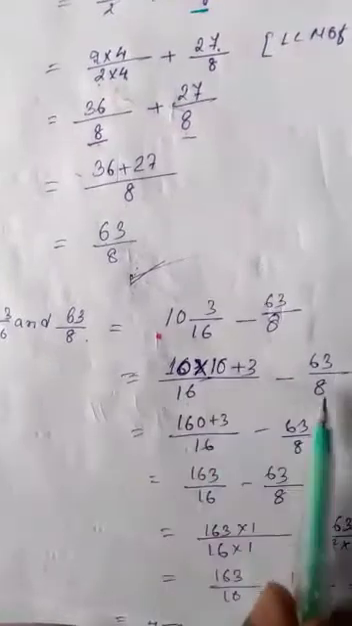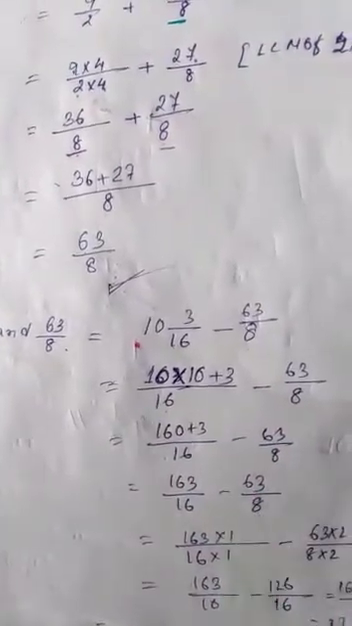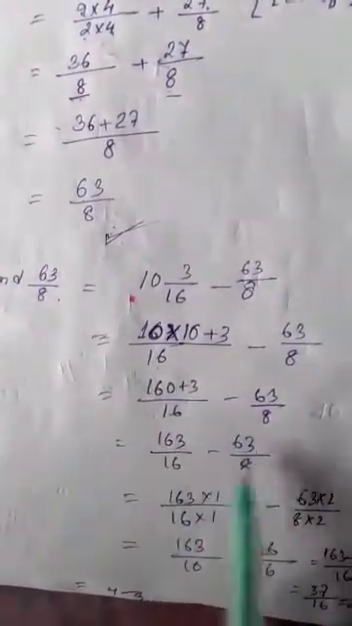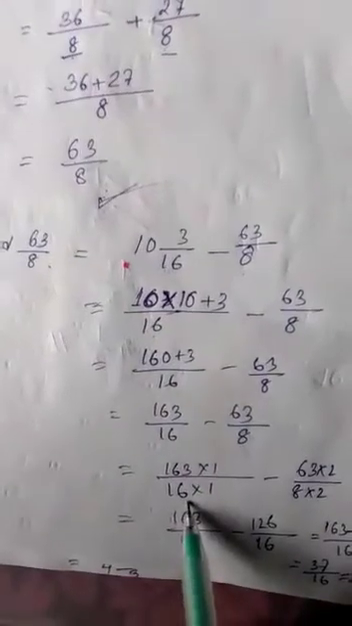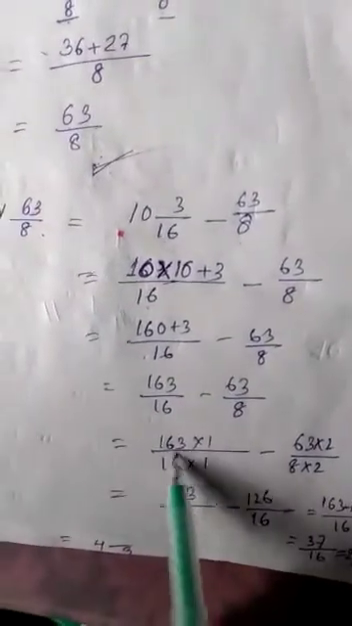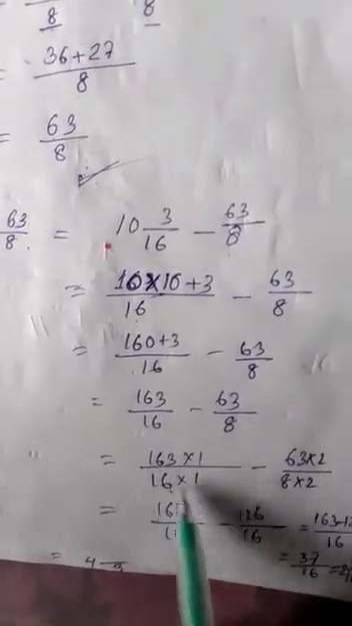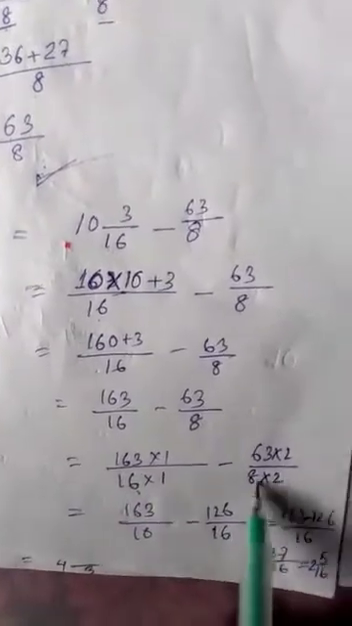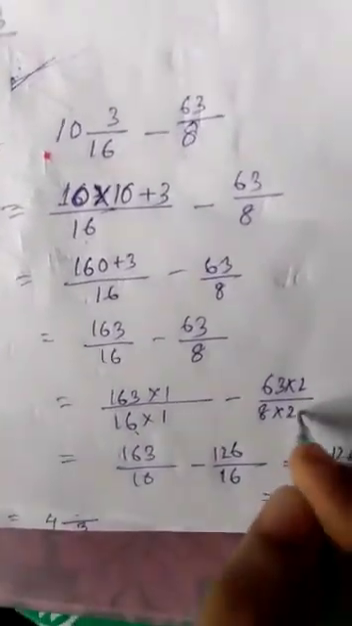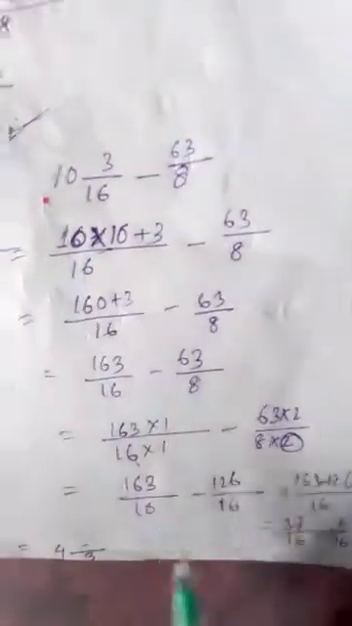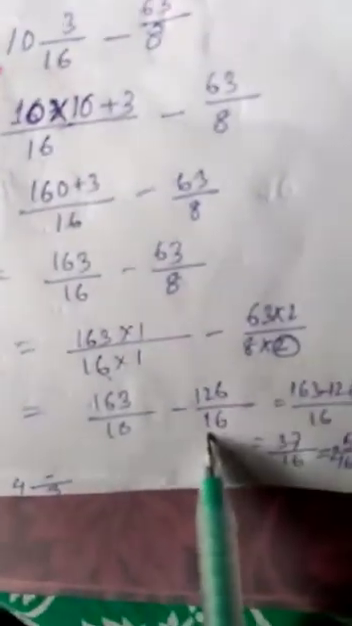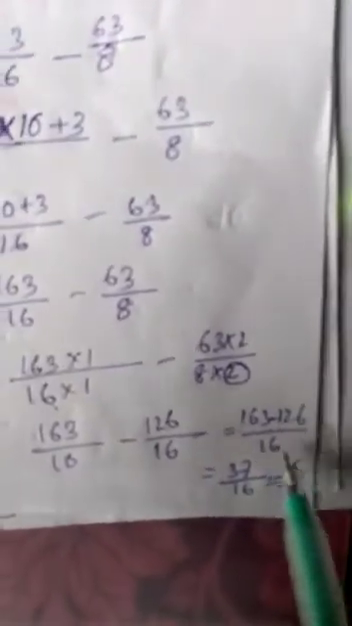So for 16 and 8, if you find out the LCM, it will be 16. So 163 into 1 is 163 by 16, minus 63 into 2, 126 by 16, because 8 has to be multiplied by 2, then only we will get 16. Now 163 divided by 16 minus 126 by 16. These two we have to subtract. So 163 minus 126 divided by 16 is 37 by 16.